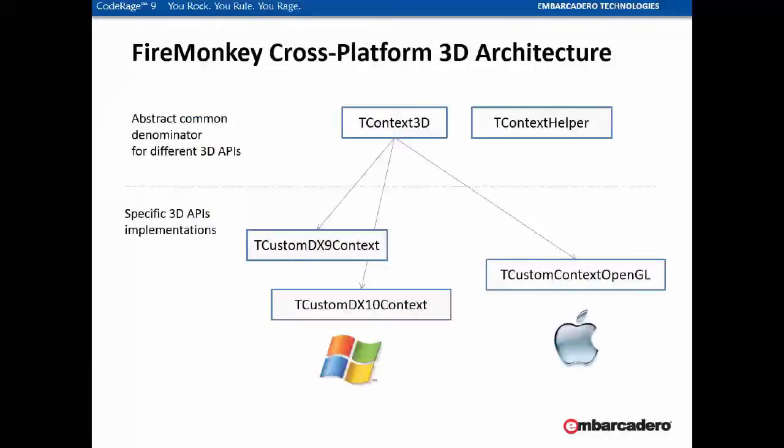FireMonkey has a special class, like in other places within the library, where we typically have abstract classes that provide a common interface to functionality implemented on different platforms. So in the case of FireMonkey, the key class here is TContext3D, which provides uniform access to different underlying APIs. So you are using Context3D functionality, and then eventually your application is calling the right APIs on a given platform.